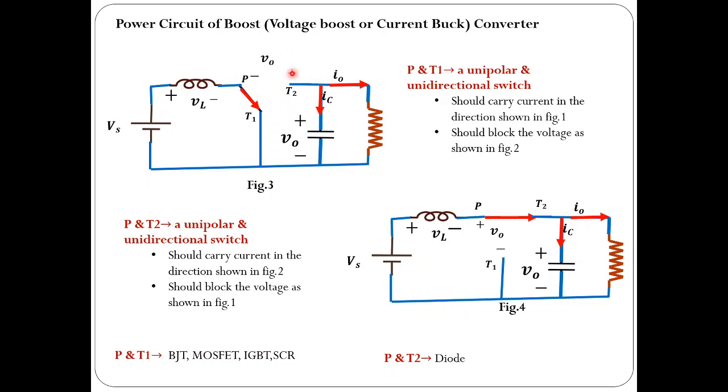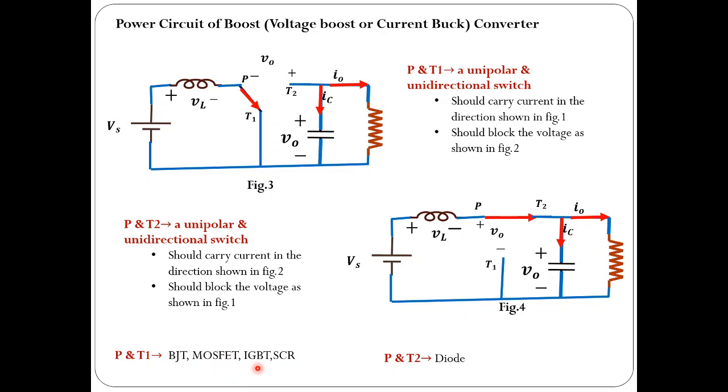Okay, so between P and T1 you can use a control switch that can be a transistor or SCR. So BJT, MOSFET or IGBT, any transistor can be used, or SCR can also be used, but with SCR we have a disadvantage. You need to have a commutation circuit designed separately. So nowadays it is avoided to use SCR. So mostly MOSFETs or IGBTs are used to design DC-DC converters.